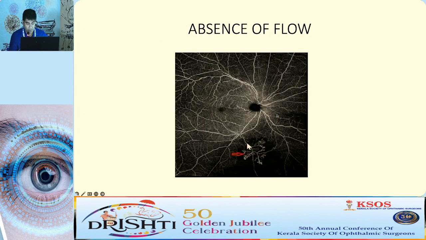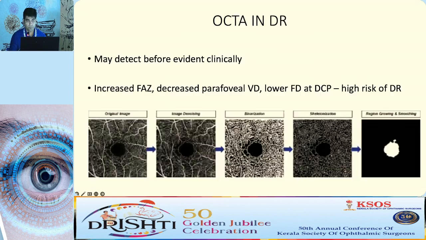And the next is absence of flow. Absence of flow can be either due to non-perfusion or capillary dropout. Here you can see an area of non-perfusion within which you find an area of abnormal blood flow. So this is a patient with peripheral vein occlusion with neovascularization, which typically occurs at the junction of the perfused and the non-perfused vessel.